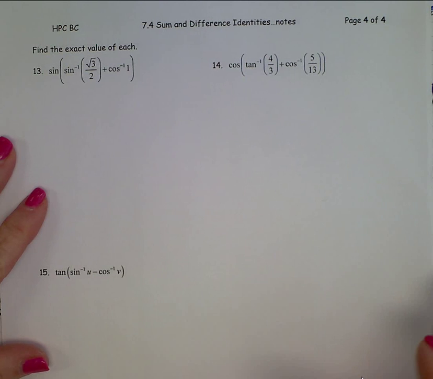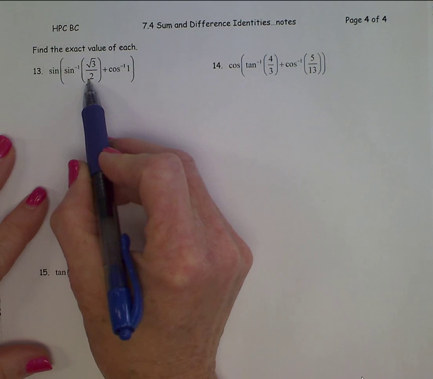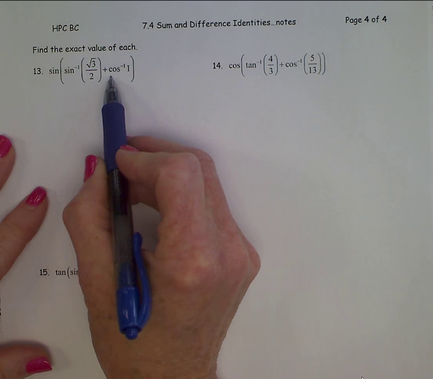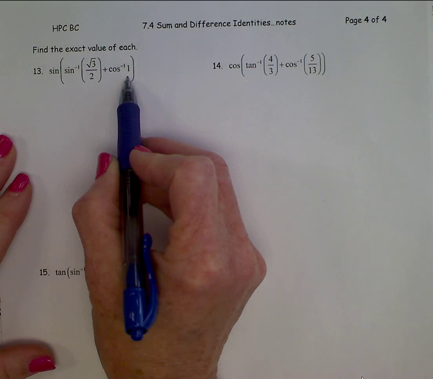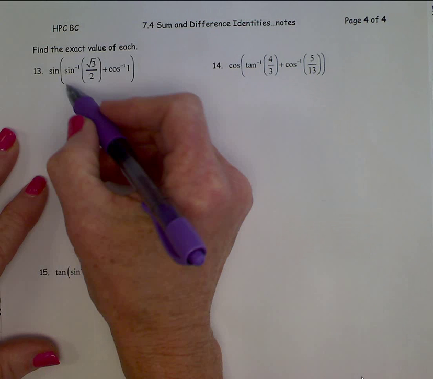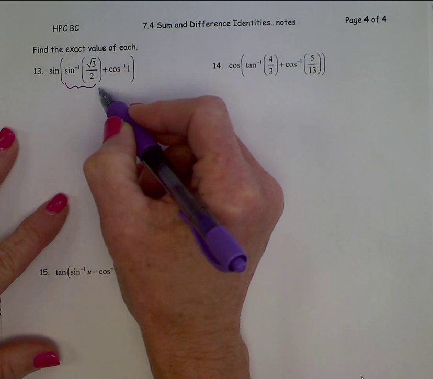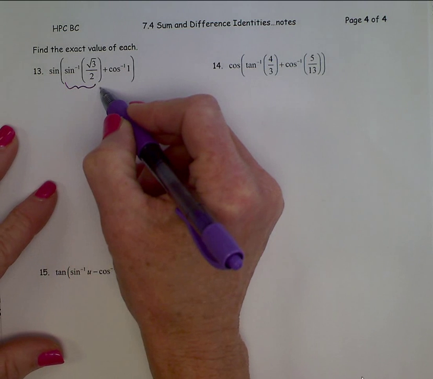Here we go. I want you to find the exact value of the sine of the inverse sine of square root 3 over 2 plus inverse cosine of 1. Well, again, as always, start on the inside and work your way out. Inverse sine of square root 3 over 2, where on the unit circle is sine square root 3 over 2? Pi over 3.